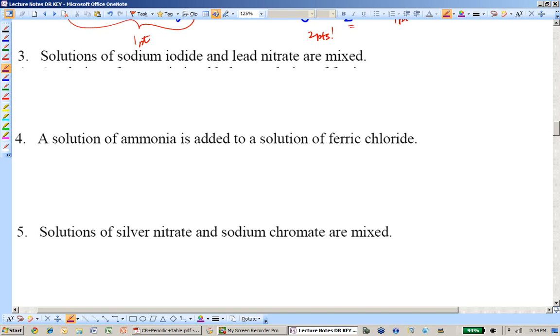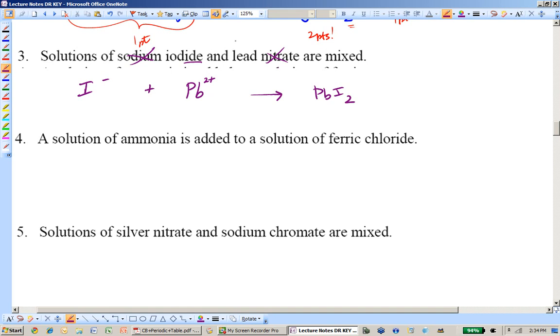All right, so solutions of sodium iodide, get that 1A metal out of there, and lead nitrate, get that nitrate out of there. So that leaves me with iodide, not iodine, read carefully. Iodide is an ion, ide endings are ions, and lead, and this is going to be an ion because it's a solution, are mixed. No choice but to make PbI2. How do I know it's PbI2? How do I know it's lead nitrate?